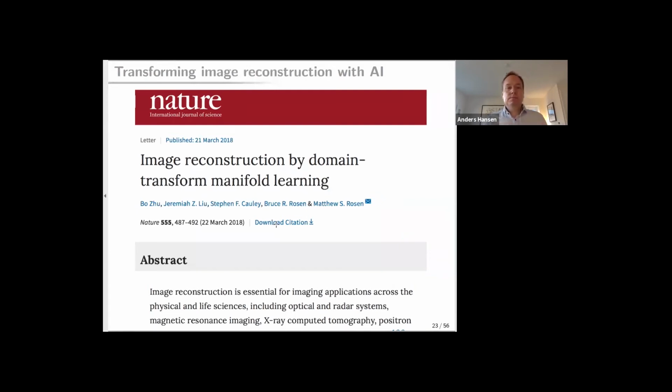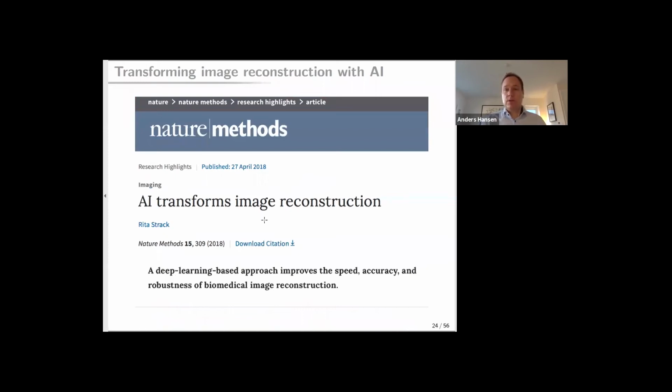So here's a paper in Nature that has been quite popular. It was published in 2018 and promises a very new and interesting AI method for speeding up MRI. After it was published, it was also picked up by Nature Methods, which is another outlet under the Nature umbrella. And we learned that AI transforms image reconstruction. And we also learned that this deep learning-based approach improves the speed, accuracy, and robustness of biomedical image reconstruction. Now, the claim about robustness is particularly interesting, given that we know how very unstable deep learning is in general. And that means that we may want to test that claim.